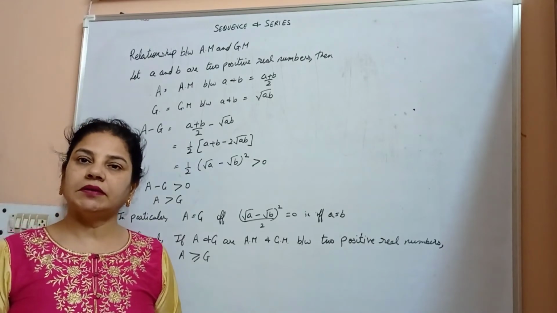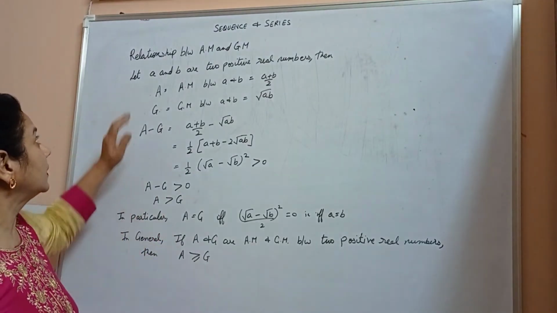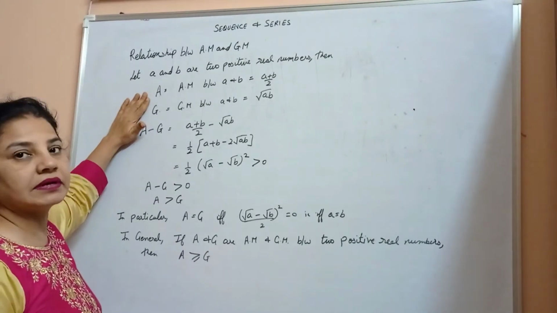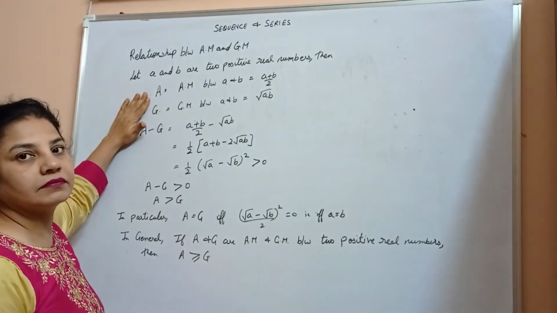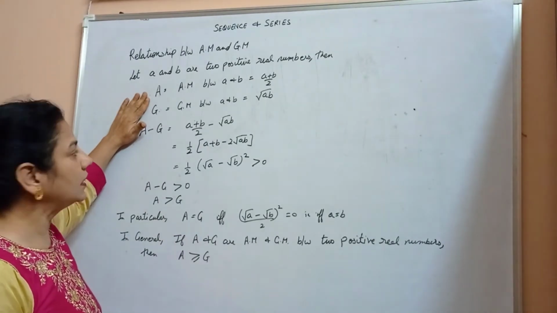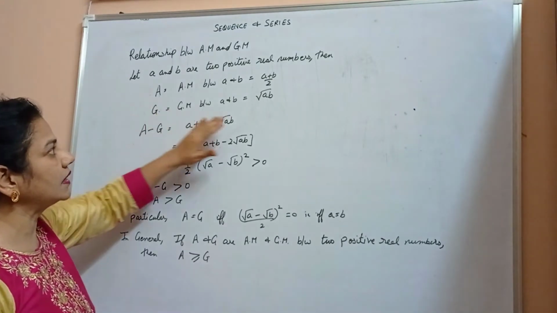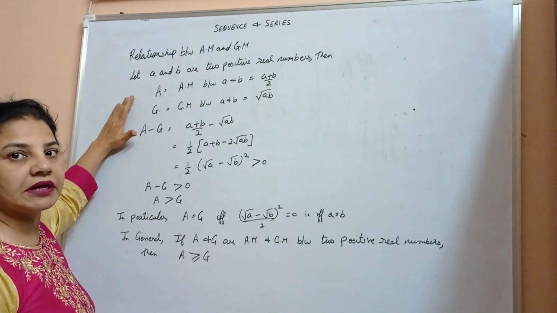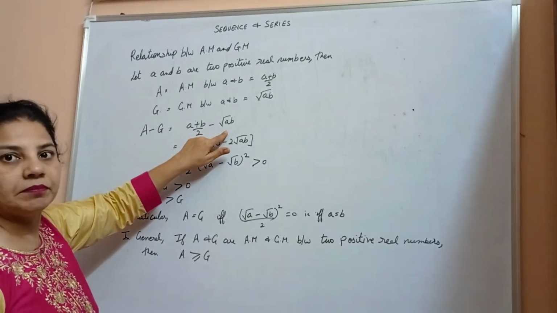Relation between arithmetic mean and geometric mean. Let a and b be two positive numbers. Then capital A, the arithmetic mean between the two numbers a and b, is equal to a plus b by 2, and capital G, the geometric mean between the two numbers a and b, is given as under root ab. Then the difference of the arithmetic mean and the geometric mean is given as a plus b by 2 minus under root ab.